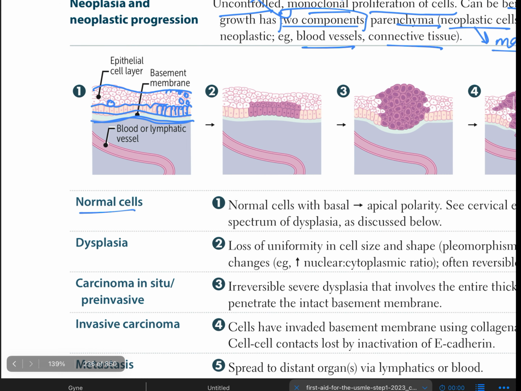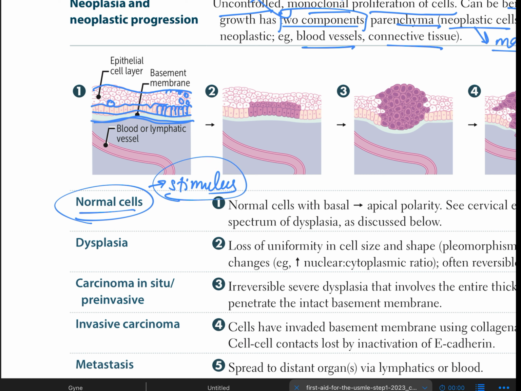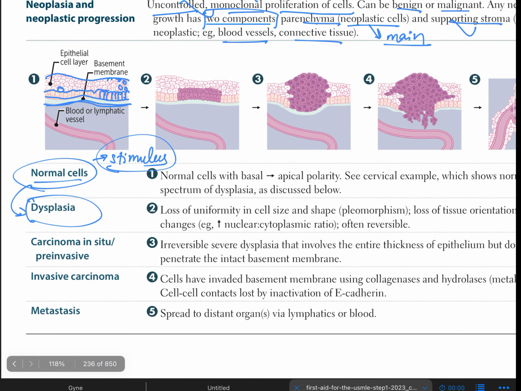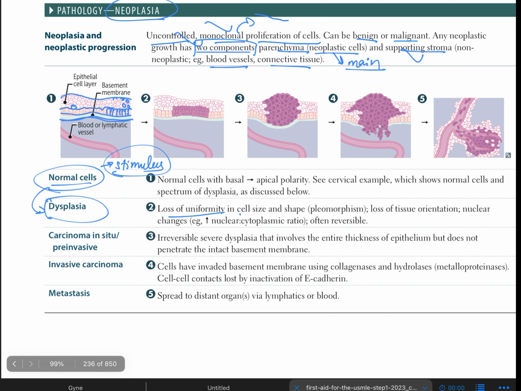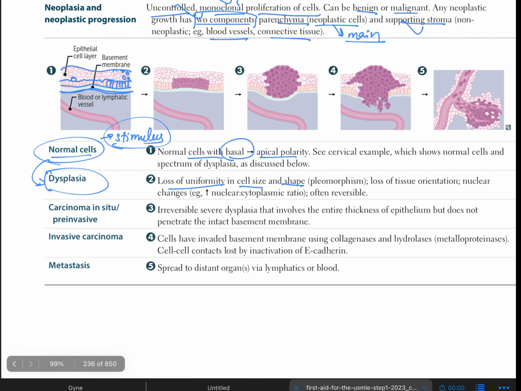Our second thing: the normal cells facing any stimulus. If there is any stimulus affecting the normal cell, then it will convert into dysplasia. Dysplasia is the loss of uniformity in cell size and shape. A normal cell has a basement membrane and apical polarity, as I already told you, with normal sequence, order and discipline. They are giving us a vital example showing the normal and dysplasia spectrum. The first thing, dysplasia, is loss of uniformity.